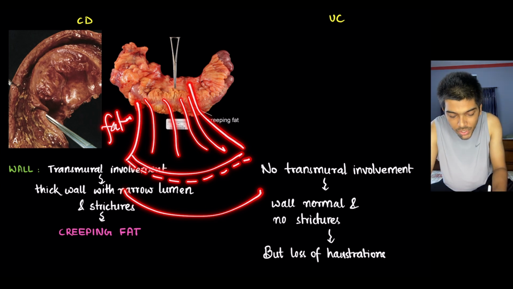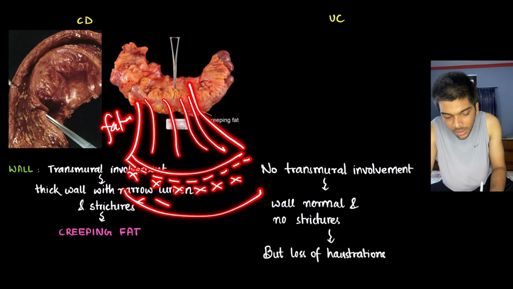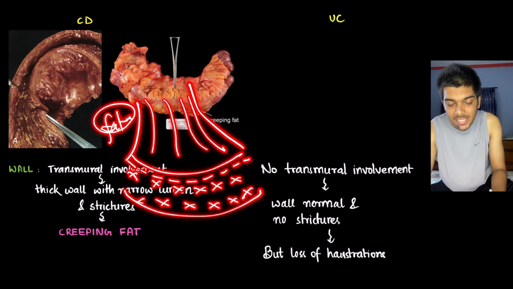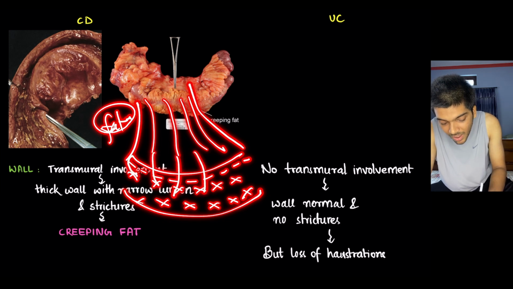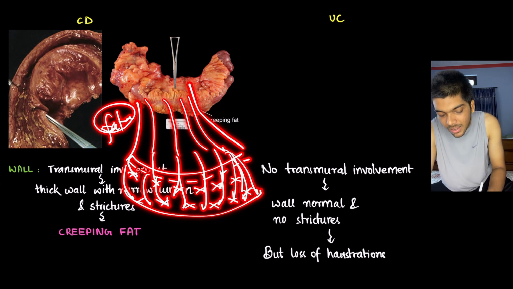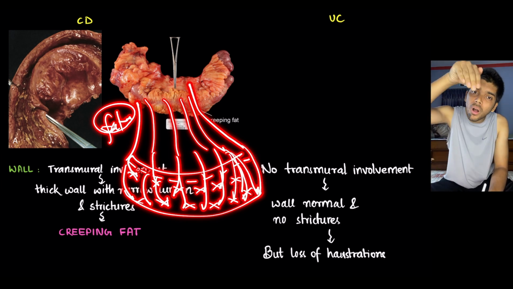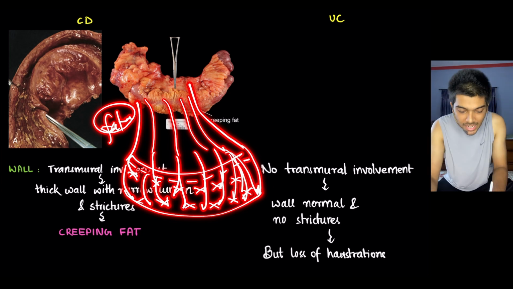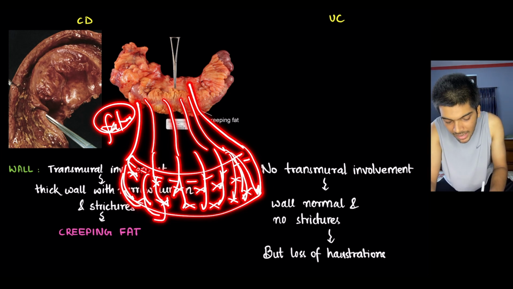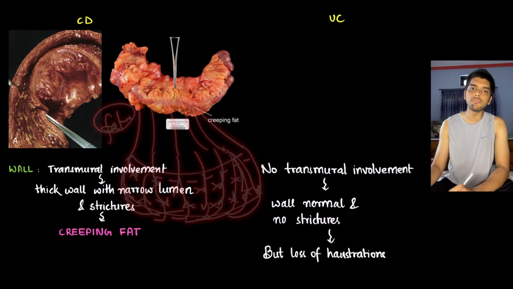So there is injury and fibrosis outside the intestine as well. What happens is that the fat present within the mesentery sticks on these fibrosis places. At these injurious places, they stick and they spread throughout the intestine. They creep over the intestine, and this is referred to as creeping fat. So this is creeping fat.